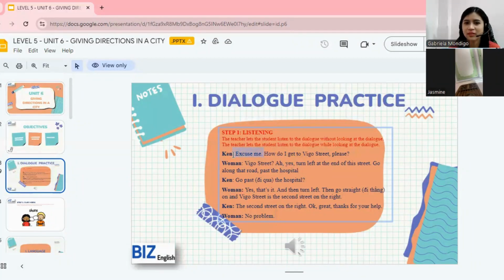Excuse me. How do I get to Vigo Street, please? Vigo Street? Yes, turn left at the end of the street. Go along that road past the hospital. Go past the hospital. Yes, that's it. And then turn left. Then go straight on, and Vigo Street is the second street on the right. The second street on the right. Okay, great. Thanks for your help. No problem.